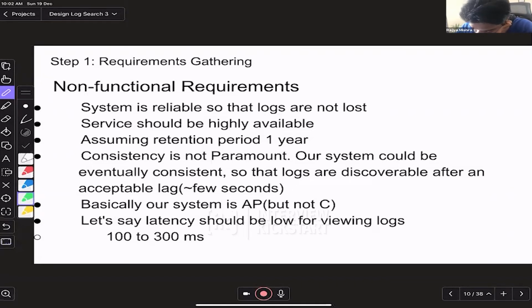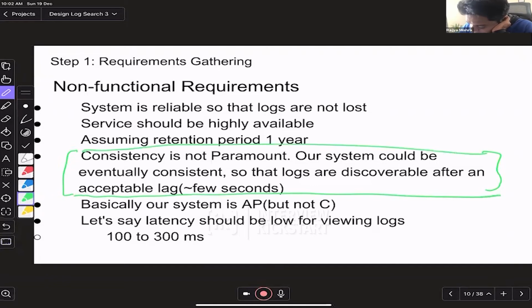Okay. Then we can say that the consistency is not paramount. So when I say this, let's look at the finer text also. We are saying that consistency is not paramount at real time.